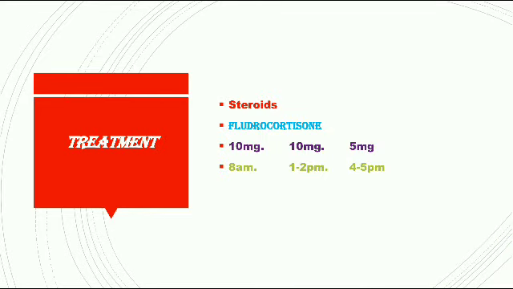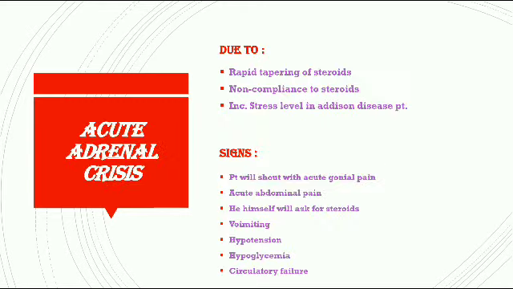So for the treatment of Addison's disease, we prescribe steroids, particularly fludrocortisone, and it is given in 3 doses, that is 10, 10 and 5 mg. The first 10 mg dose is given at 8 am, the second dose of 10 mg is given at 1 to 2 pm, and the third dose, which is the 5 mg, is given at 4 to 5 pm. Now moving on to the acute adrenal crisis.